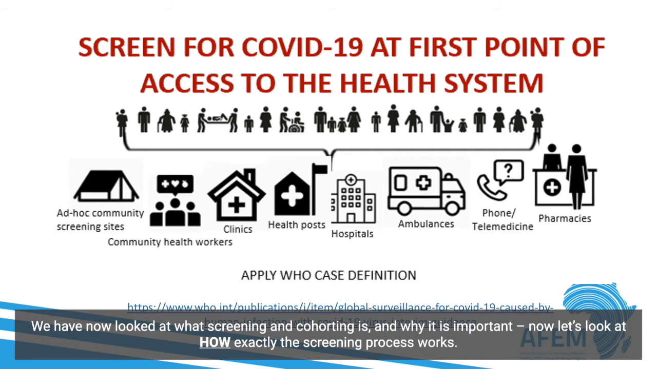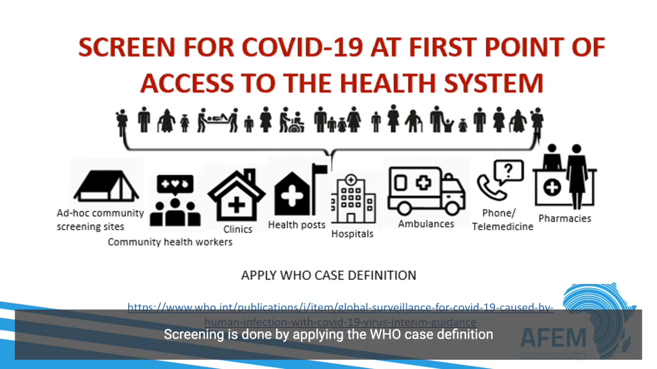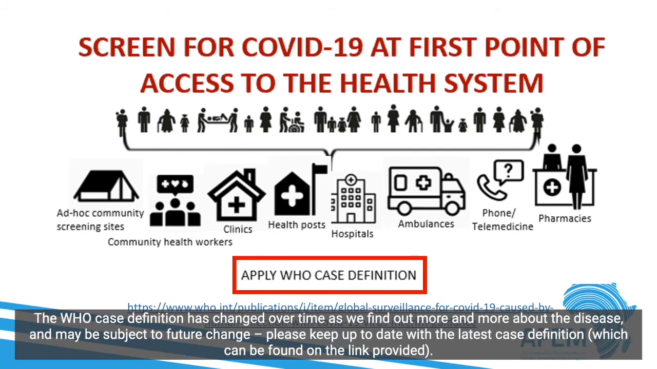We have now looked briefly at what screening and cohorting is and why it is important. Now let's look at how exactly the screening process works. Screening is done by applying the WHO case definition. The WHO case definition has changed over time as we find out more and more about the disease and may be subject to future change. Please keep up to date with the latest case definition, which can be found on the link provided.